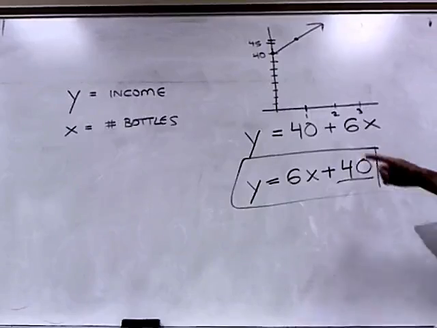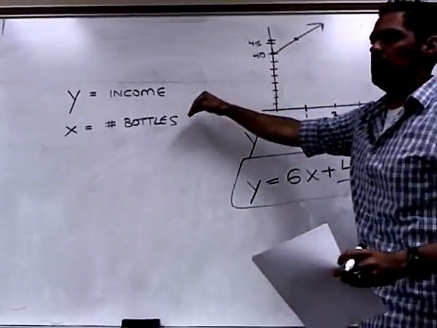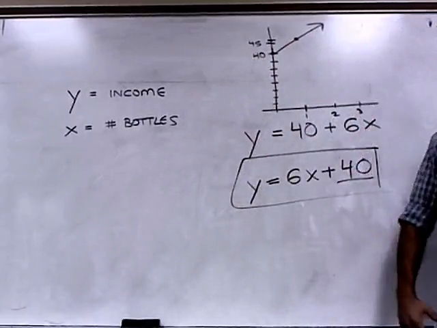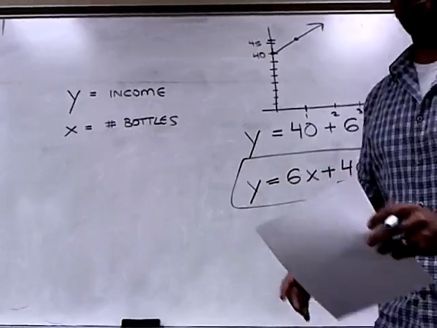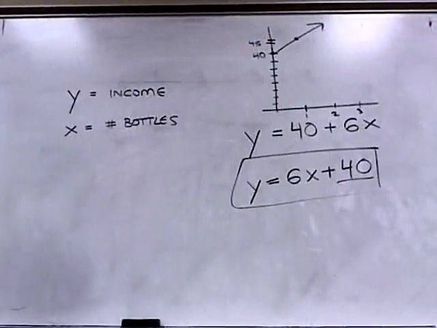Now why did I draw the line like that and not come this way with it? She can't sell negative bottles, can she? Well, I guess so. Drop them all on the floor, then she owes them something, but we won't talk about that, right? That makes sense? Okay.